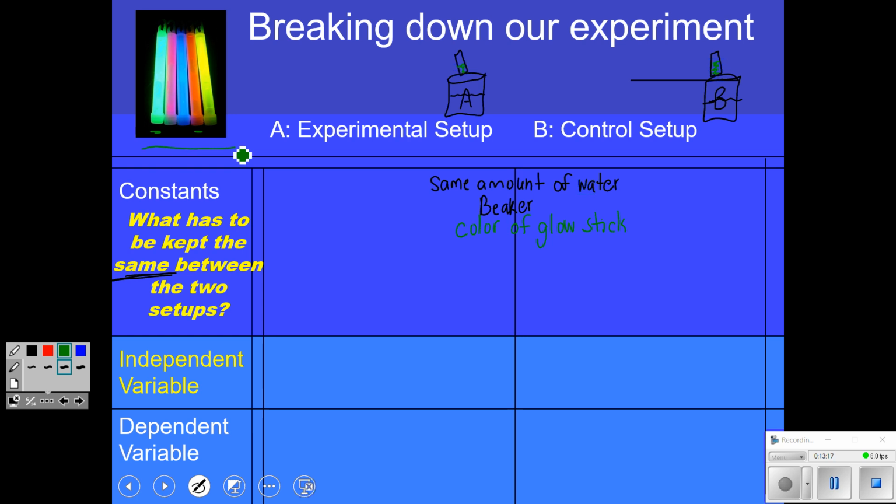The other thing is sometimes you can have this type of glow stick that's kind of a thicker glow stick, and sometimes you can have the really skinny ones. So obviously the thicker ones are going to be a little brighter. So you want to make sure that the size of your glow stick is the same. The size of the glow stick needs to be kept the same between the 2 of them.